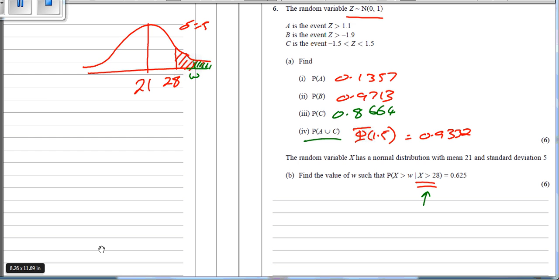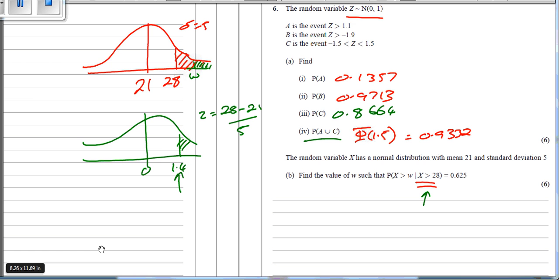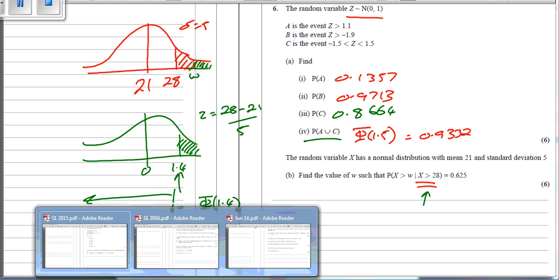So the first thing I'm going to do is work out what the probability of x being greater than 28 is. So we're going to turn that into the z curve. We're going to find out what this corresponding value is here. So the way to work out the z value is 28, take away the mean, divided by the standard deviation. So 7 divided by 5 is 1.4. So in order to work out this one here, we're going to need to do phi of 1.4. That's going to give us the area to the left. So we'll do 1 minus that.